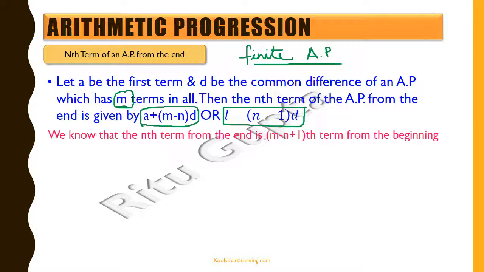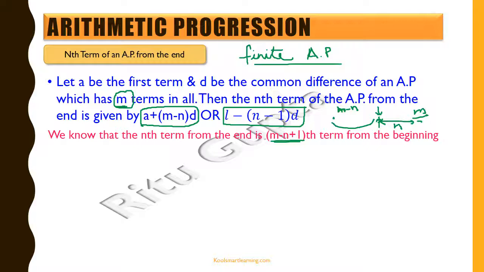We know that the nth term from the end would be, if there are m terms in all, and we are starting from here, and this is the mth term. So for the nth term from the end, these terms are n, including this one. So these are n terms. So the terms which are prior to this are m minus n. So this term that we have to calculate is the (m minus n plus 1)th term from the beginning.